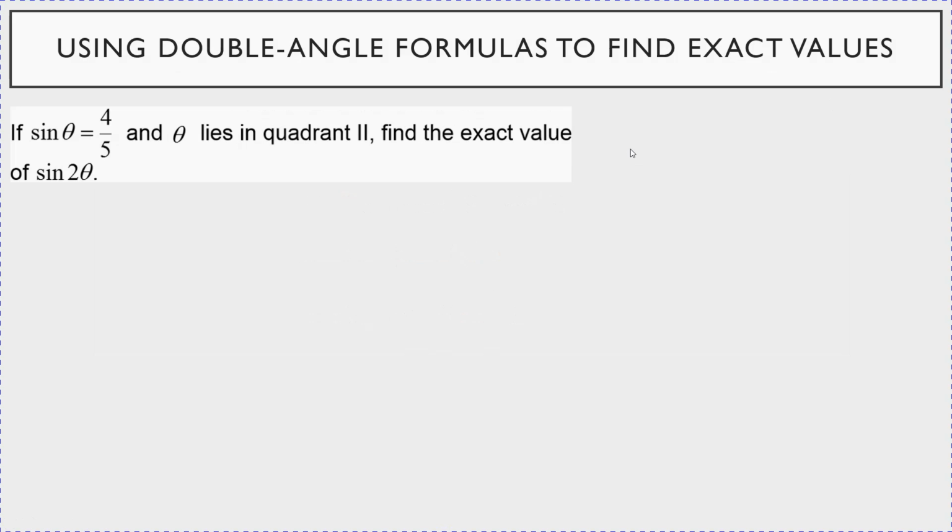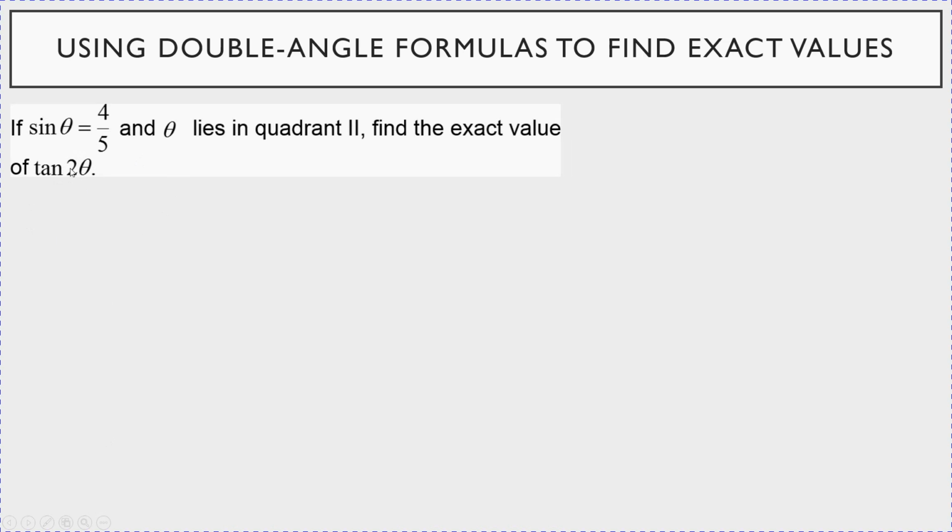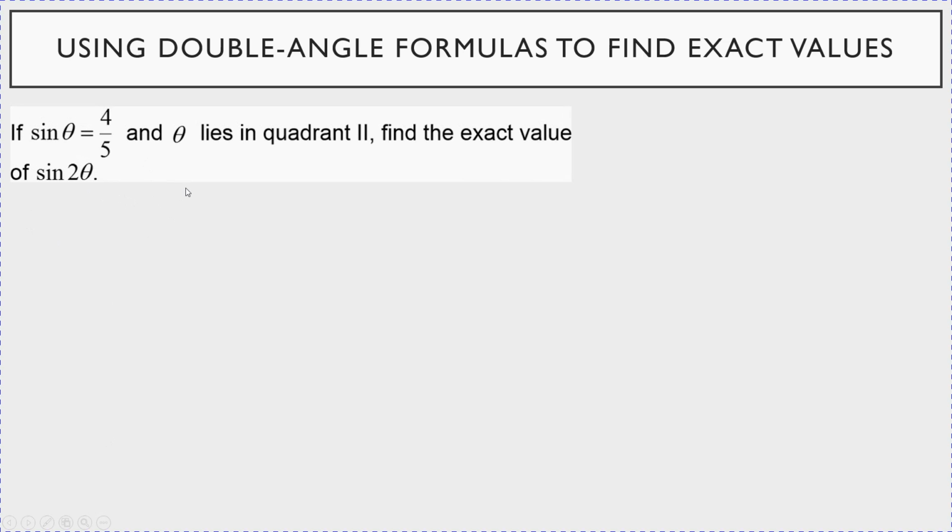We've worked problems like this in a previous lecture, so you'll hopefully remember how you set this up with the right triangle. If sine of theta is equal to 4 over 5, and theta lies in quadrant 2, so theta is a quadrant 2 angle, I want to find the exact value of sine of 2 theta, the exact value of cosine of 2 theta, and the exact value of tangent of 2 theta.